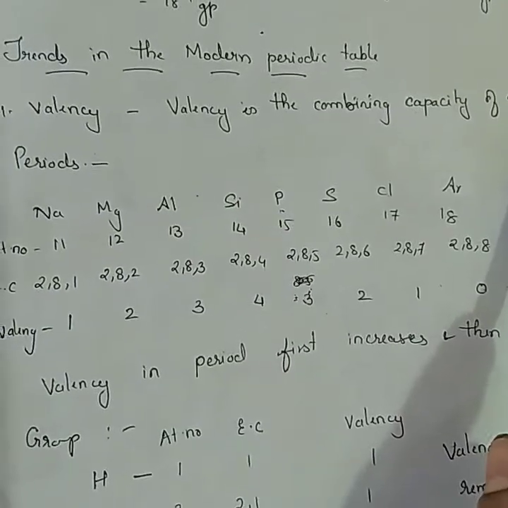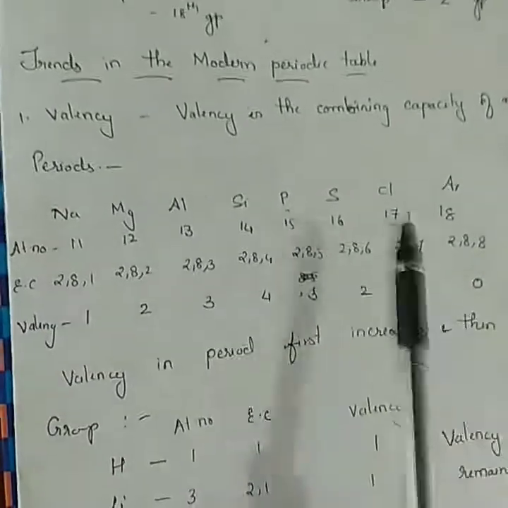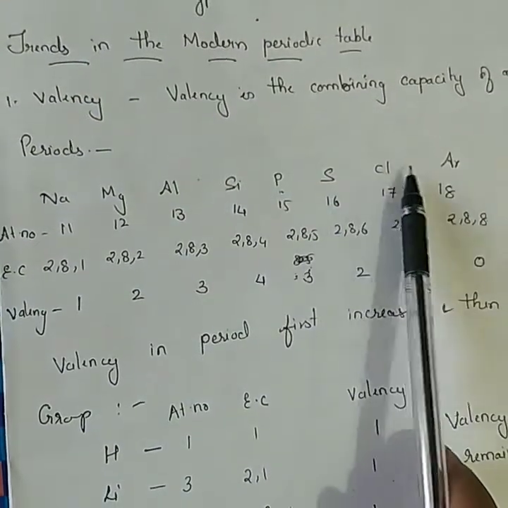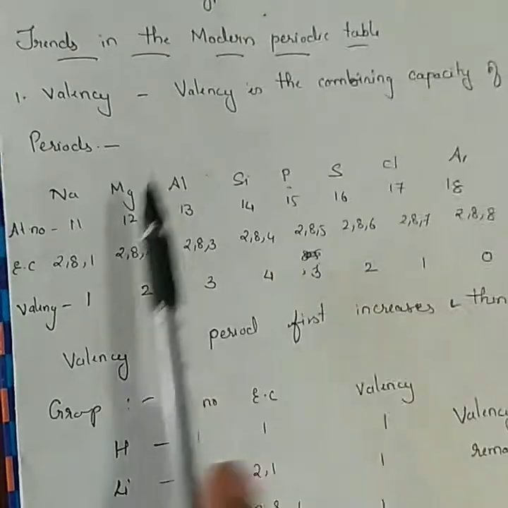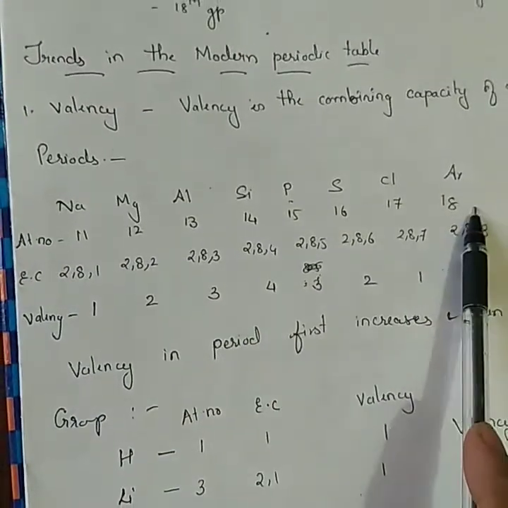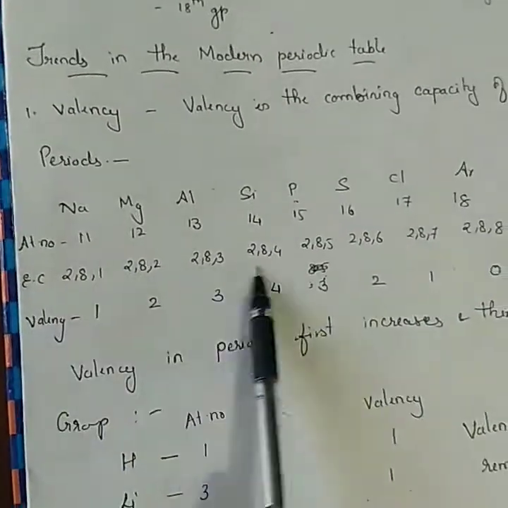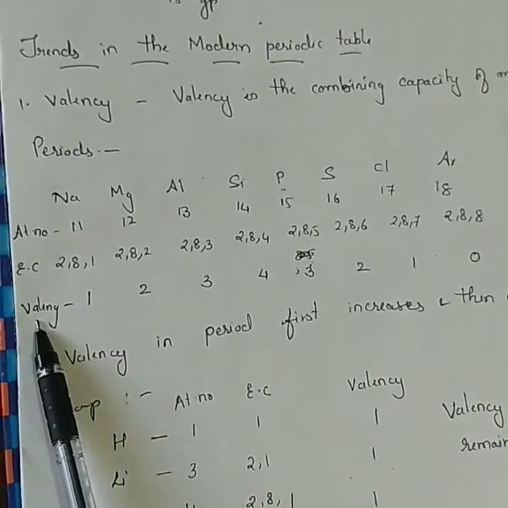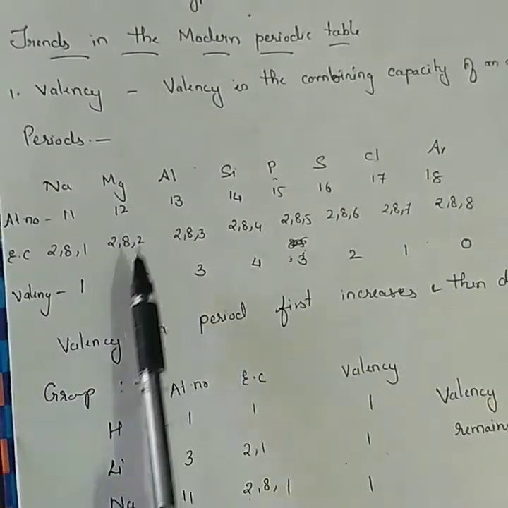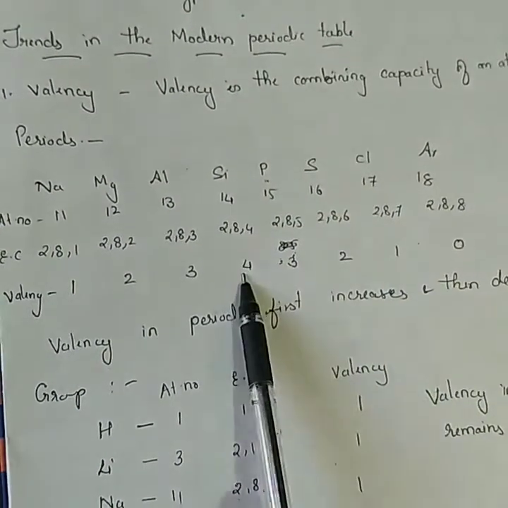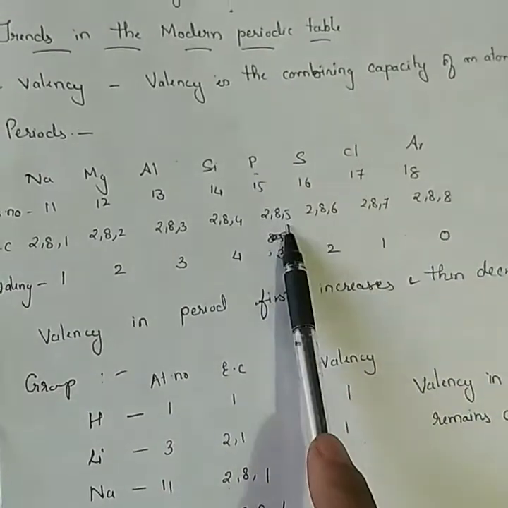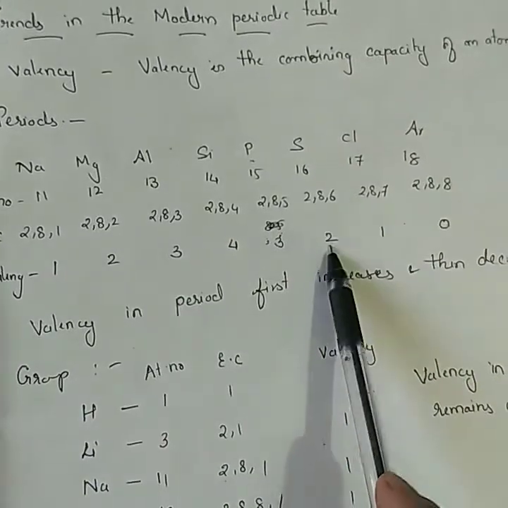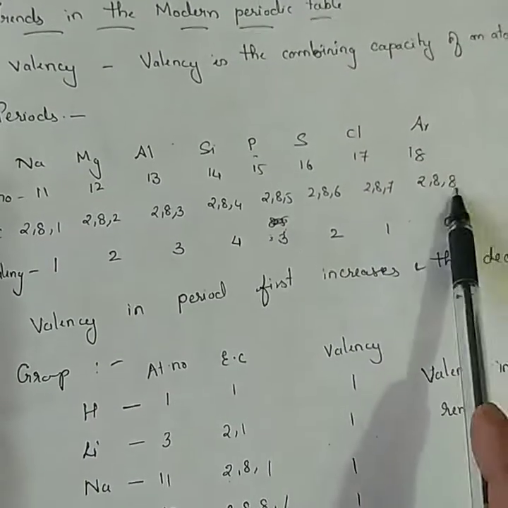Suppose I consider a period: sodium, magnesium, aluminium, silicon, phosphorus, sulfur, chlorine, argon. First write their atomic numbers, 11 to 18. Then write the electronic configuration, and after that write their valency. The valency of sodium is 1, magnesium 2, aluminium 3. Silicon is 4. Phosphorus has 5 valence electrons, so 8 minus 5, 3. 8 minus 6, 2. 8 minus 7, 1. And 8 minus 8, 0.